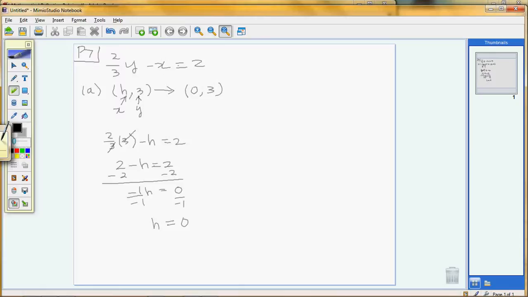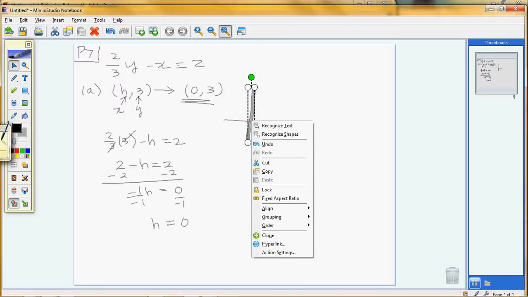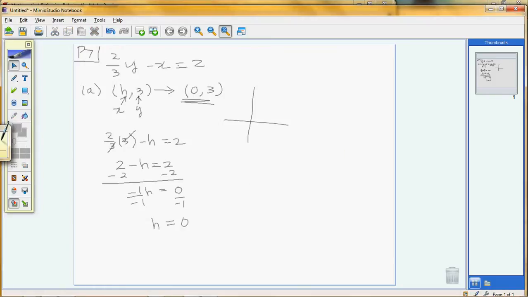Now we're going to have to plot this point on the coordinate plane on the graph paper. So you go, okay, these are my coordinates, and 0, 3 means you go 0 right there. Okay, so we have 0 there.